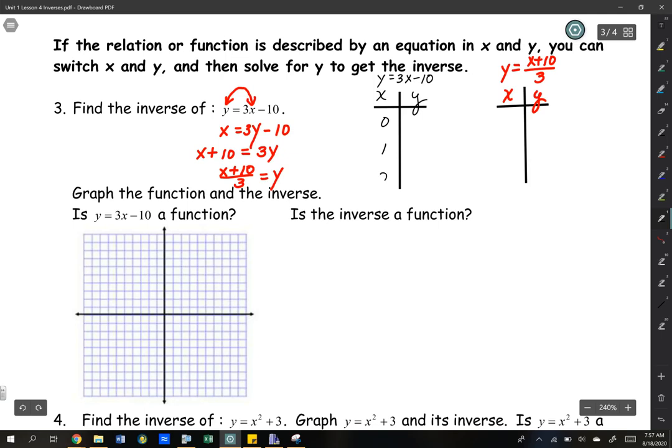0, 1, and 2. I only really need like 3 points, and those are nice and easy. All right, when I put those x values in, I'm going to get negative 10, negative 7, negative 4. And then I'm going to reverse those for my inverse. And now I can graph that.